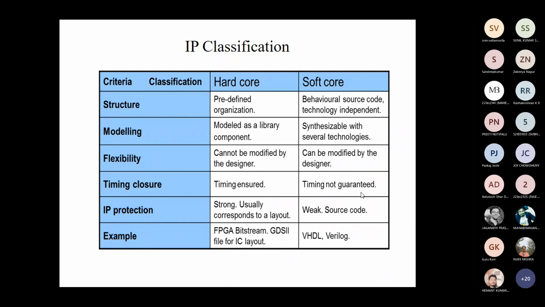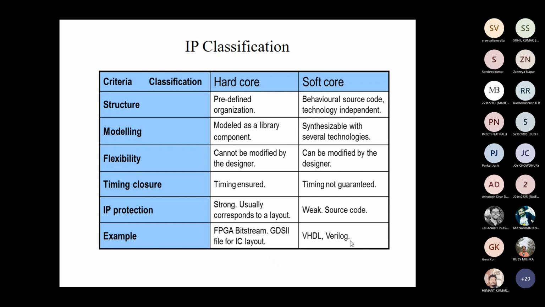Timing is not guaranteed. Soft core, it's not guaranteed. So therefore, again, you know that your issues will be coming. So here we are saying that the source code will be available. Here we say it is strong, usually corresponds to a layout. And then in the examples I have put two things, FPGA bitstream and GDS-II for IC layout. Here we say VHDL, Verilog.